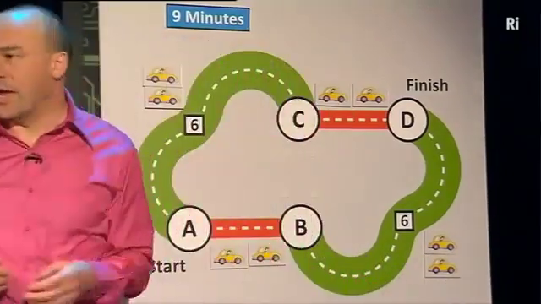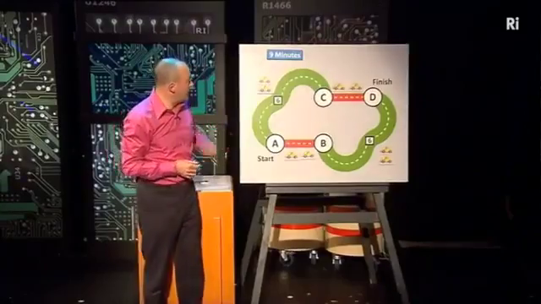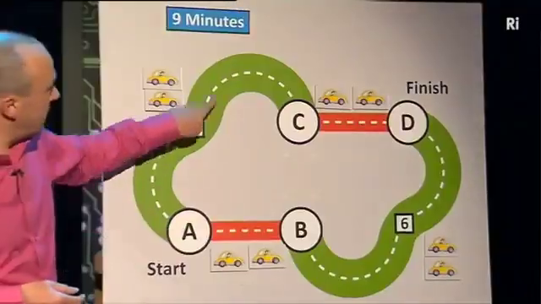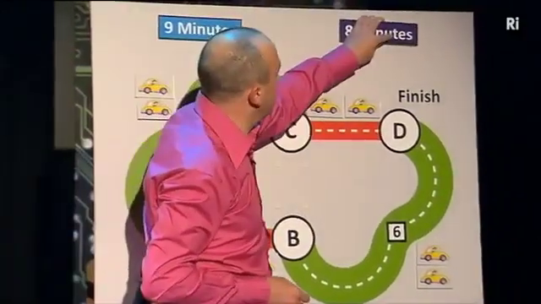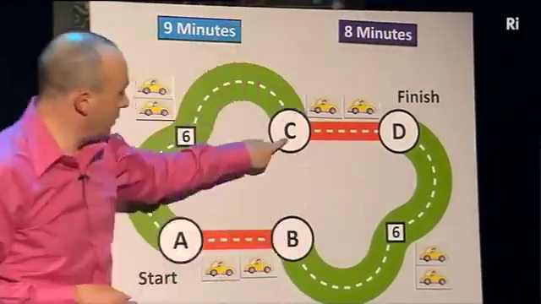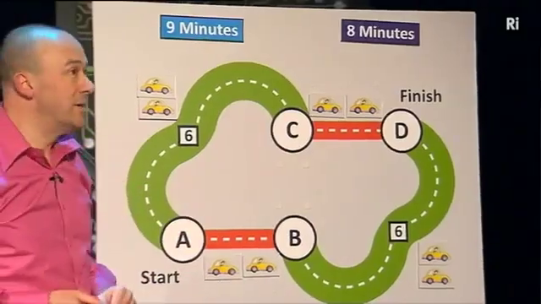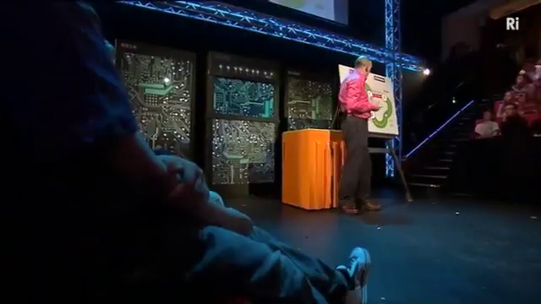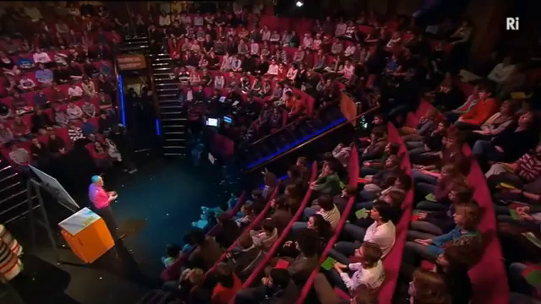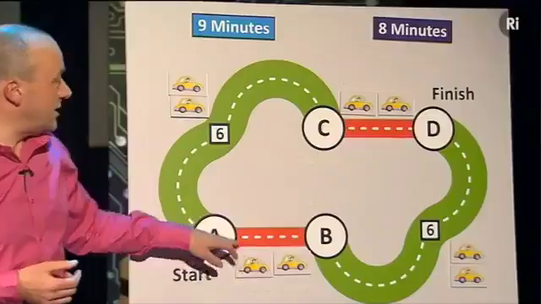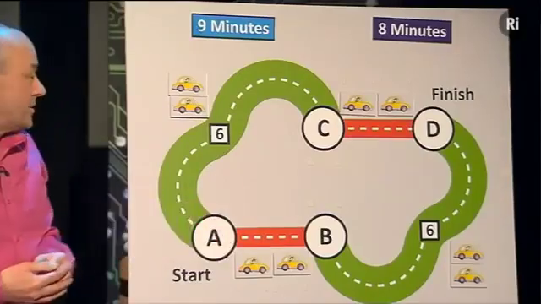Now let's have a look at how long it takes these drivers to get from A to D. Well, they each take 6 minutes plus 2 minutes, which is 8 minutes. So that's less time than it took when the yellow road was present. This is a very strange effect, and it arises because these drivers are acting selfishly. They ignore any benefit which their decisions might have for other drivers.